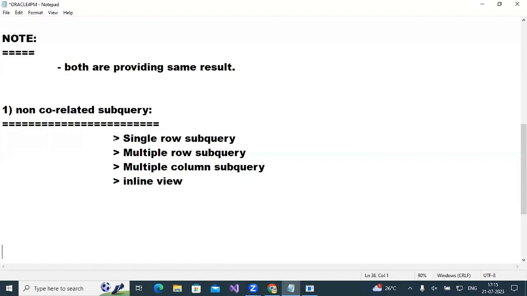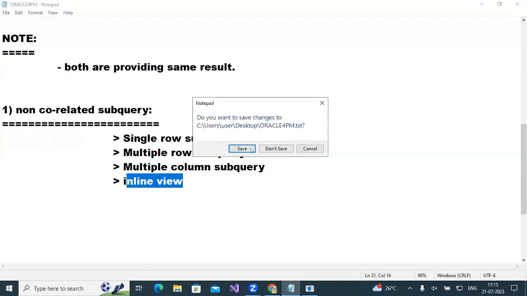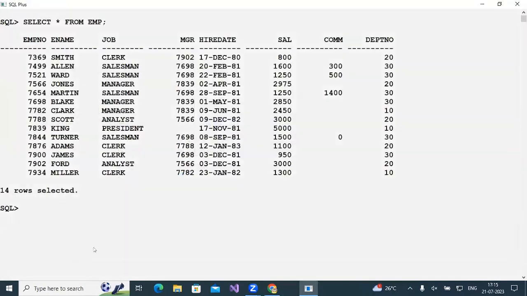So these all one by one: why we call single, why we call multiple row, multiple column, and where we want to use an inline view. So all this we will discuss in tomorrow's class. So tomorrow we will see one by one.